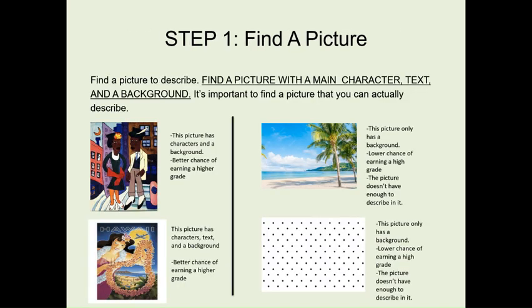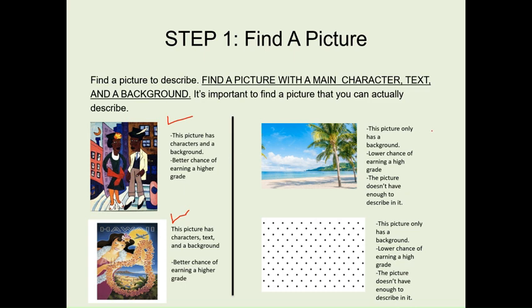Step one for this paper, to start writing this paper, the first thing you need to do is find a picture. Find a picture with a main character, text, and a background. So this picture right here has interesting characters, a background. And so the student who chose this picture received a high grade. This picture has characters, text, and a background. The student who chose this picture made a high grade. Okay. Because the picture told a story, there was something in the picture to write about.